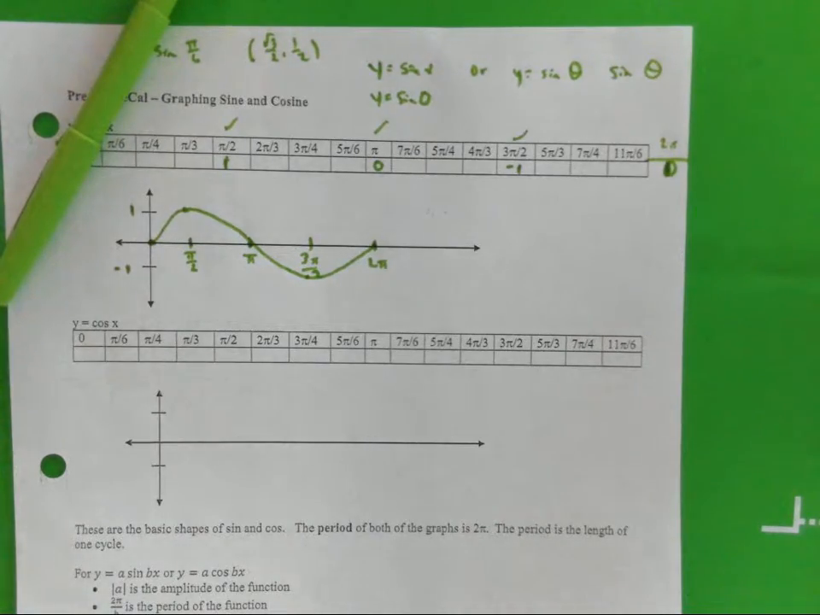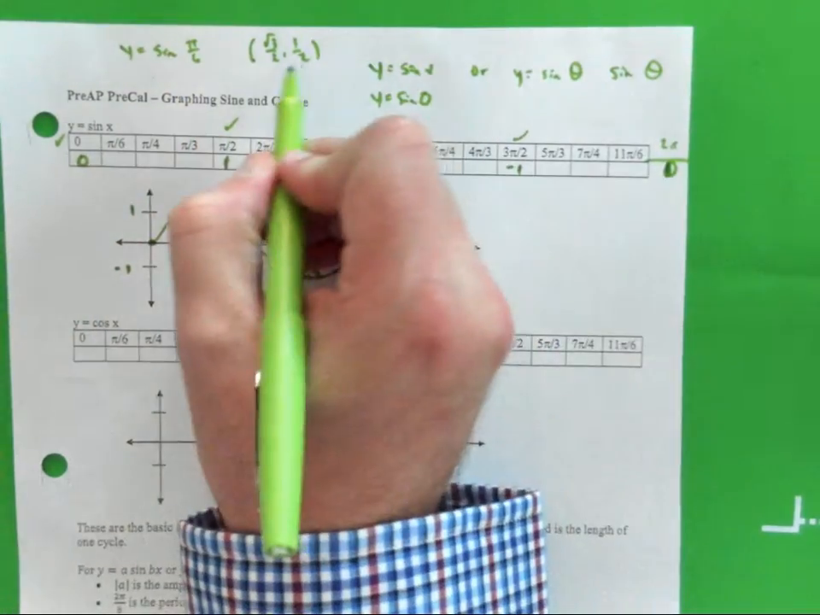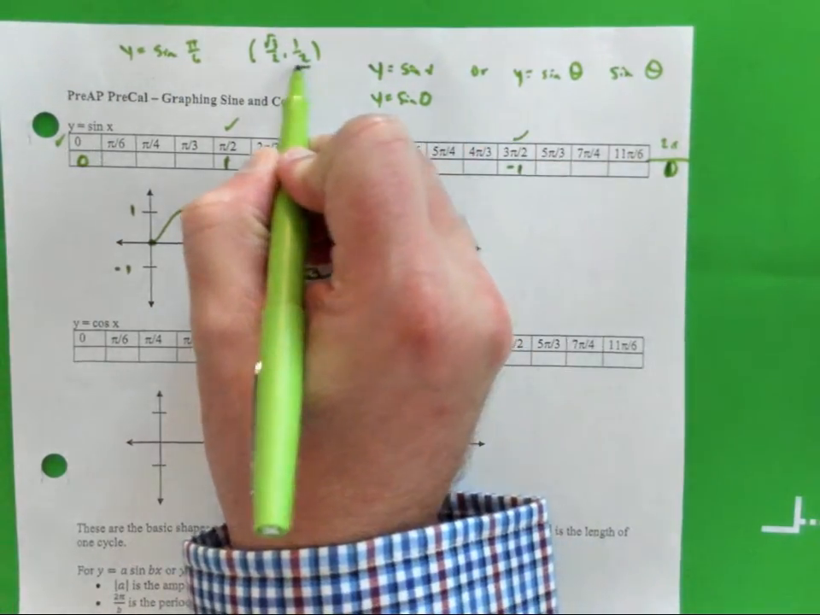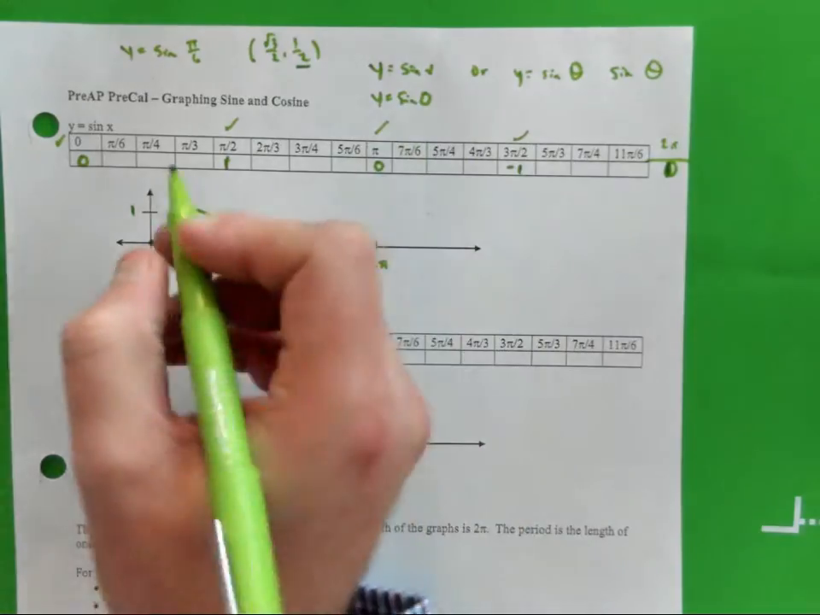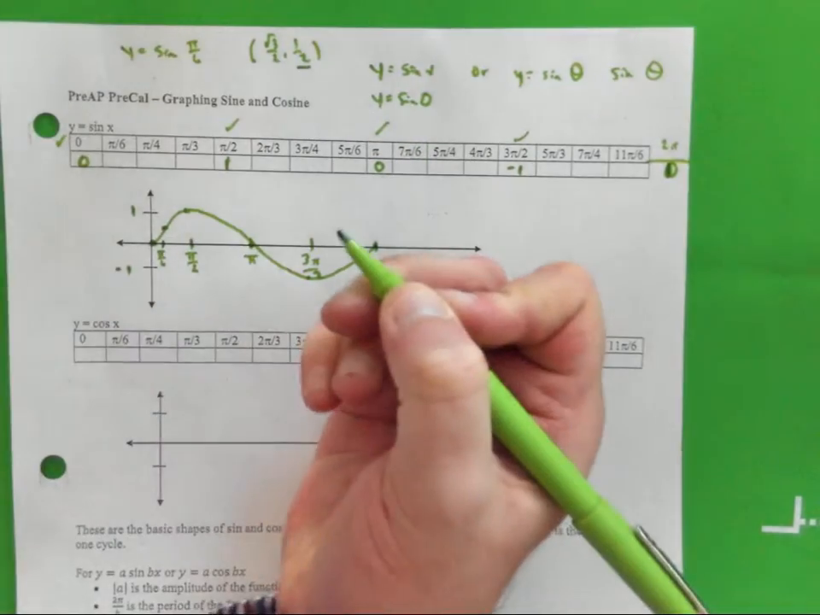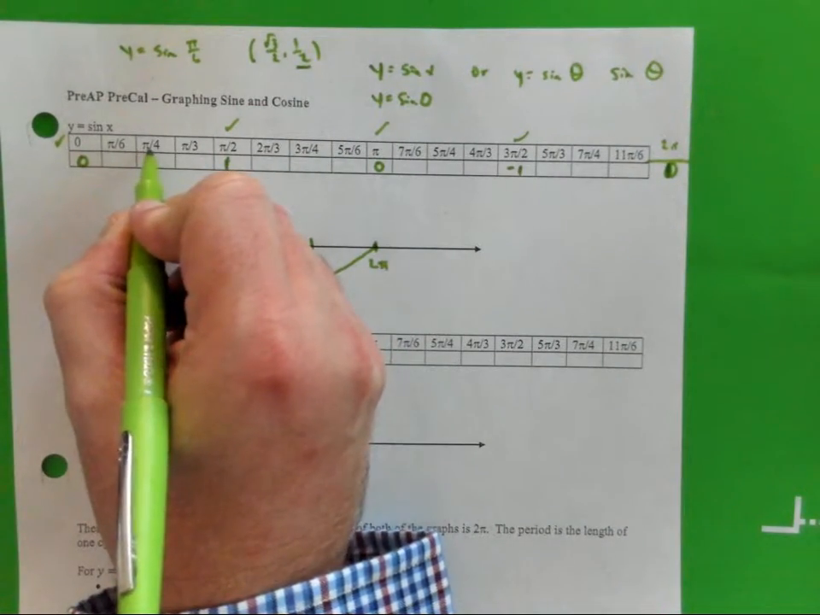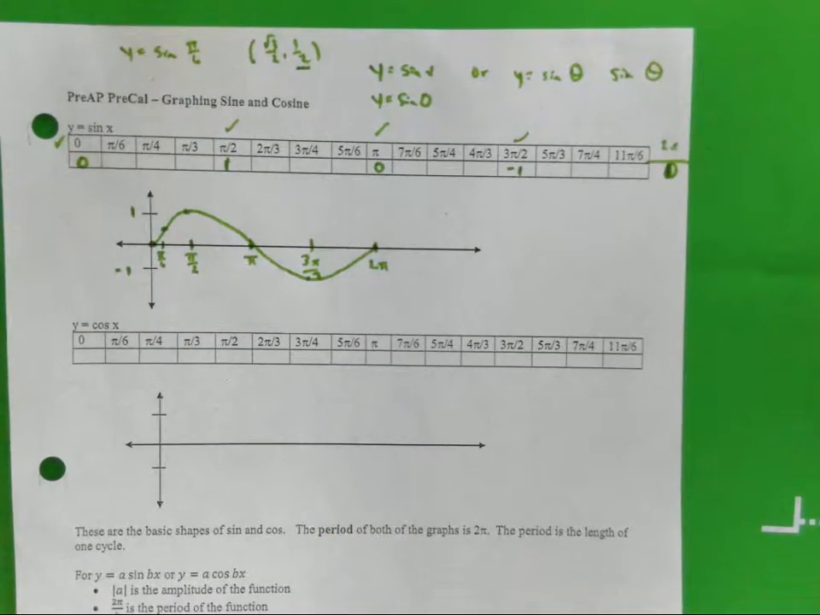Now, so if I said y equals sine of pi over 6, that value would be what? 1/2, wouldn't it? So I would put pi over 6 and have a point right there. Okay? Next would be sine of pi over 4. What is the value of sine of pi over 4? Square root of 2 over 2.